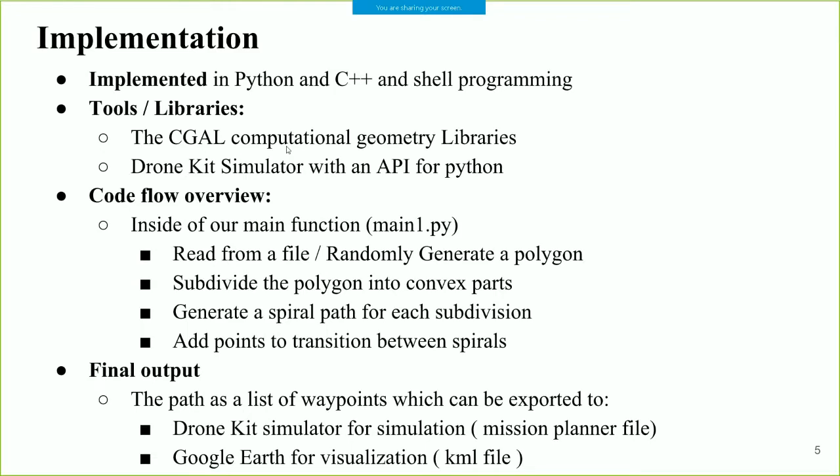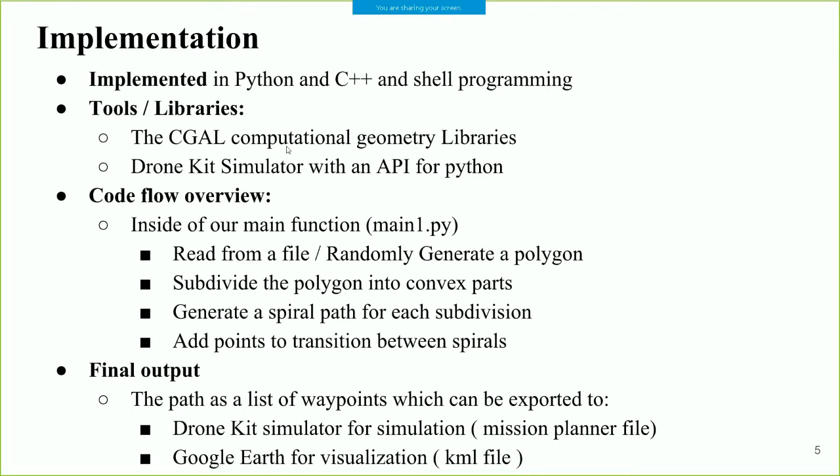The libraries that we used were CGAL for polygon subdivision, and we used the DroneKit simulator to simulate the whole project. So our code flow is we read the file or we randomly generate a polygon, then we subdivide the polygon into convex parts. Then after that we generate the spiral path for each of the subdivisions, and then we add transition points between each of the spirals sequentially.